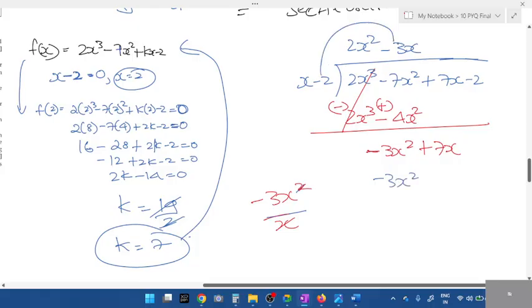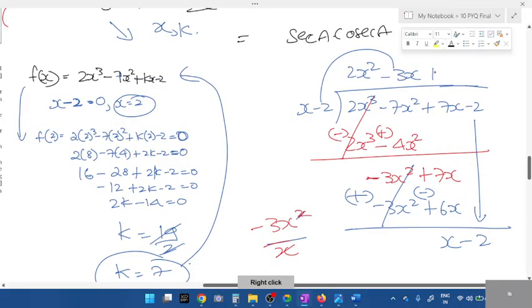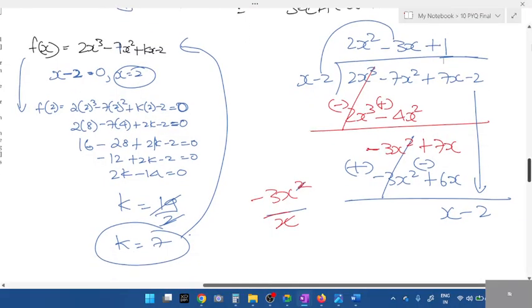Minus 3x, right? So x into minus 3x, you get minus 3x square. Now multiply this by minus 2. What is minus into plus? Minus into minus is plus 6x. Correct? It gets cancelled. What is left? x. Bring this minus 2. How many times does x go? 1, plus 1, right? What is minus 2 into plus 1? Minus 2. Change the signs. It gets cancelled. 0.